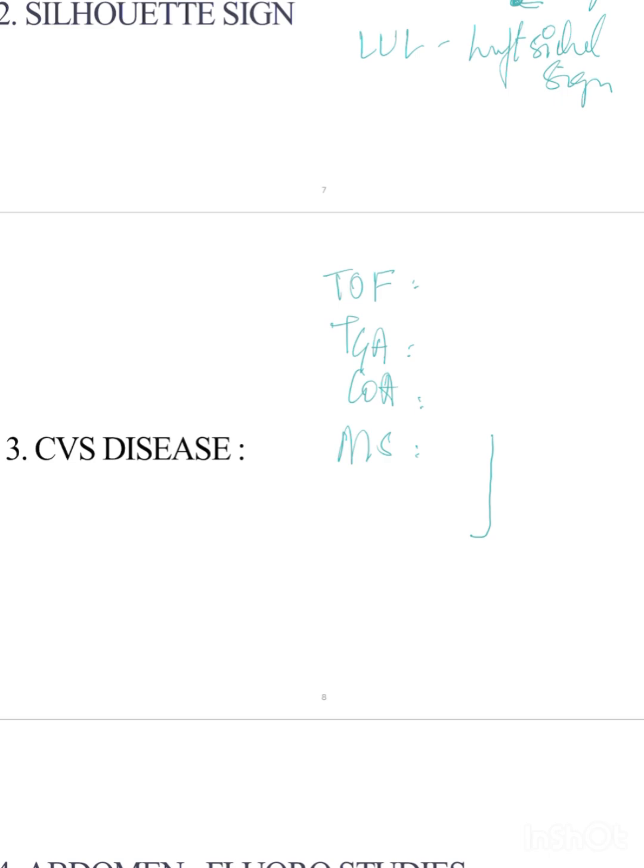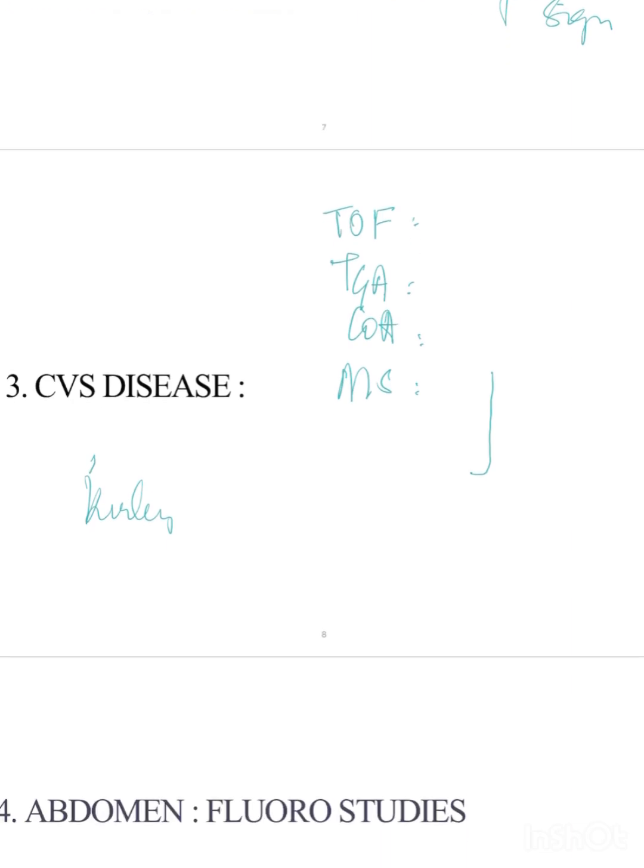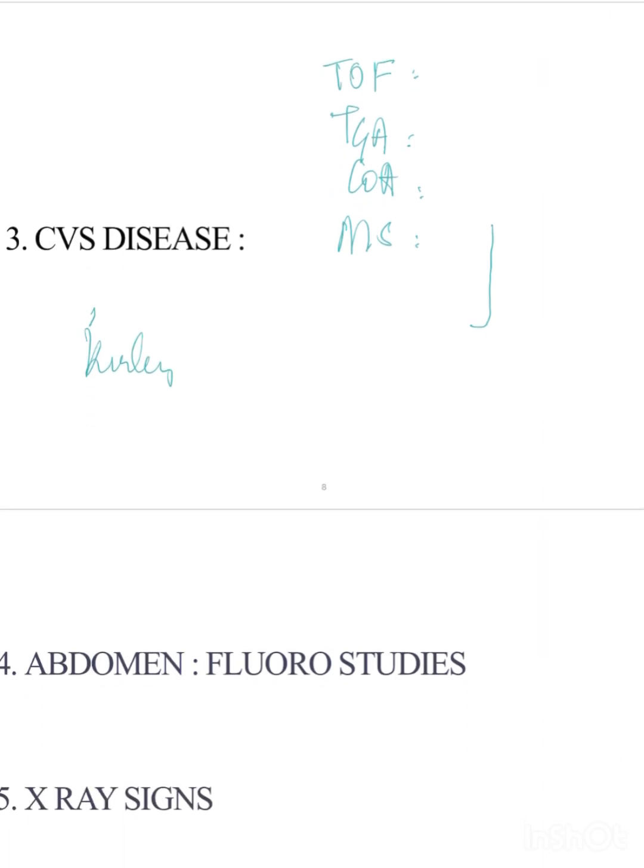Next, you need to remember the certain Kerley lines. So Kerley A is seen in the apex. Kerley B is the one seen in pulmonary edema due to venous pulmonary hypertension, and it is seen at the base, which represents dilated lymphatics at the interlobular septa. Next, Kerley C is seen in the mid portion or perihilar region.